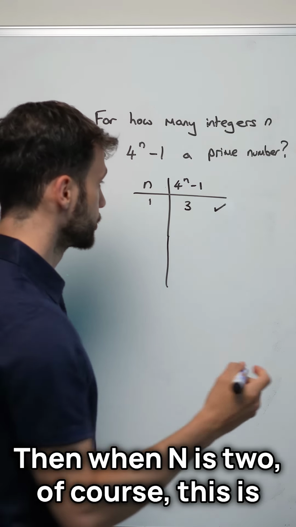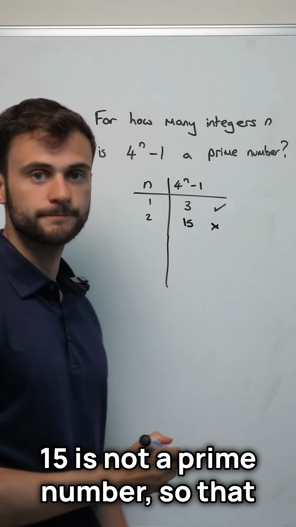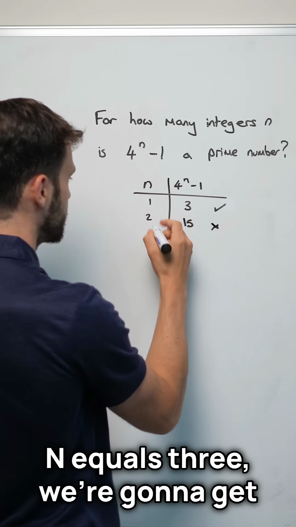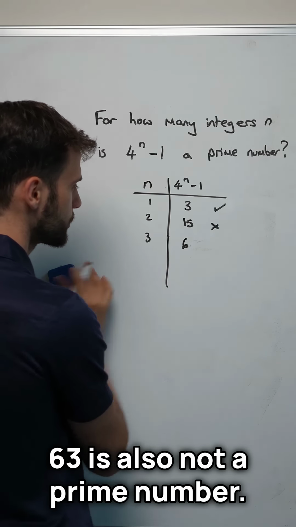Then when n is 2, of course this is 16, minus 1 is 15. 15 is not a prime number, so that doesn't work. n equals 3, we're going to get 64. Minus 1 is 63. 63 is also not a prime number.